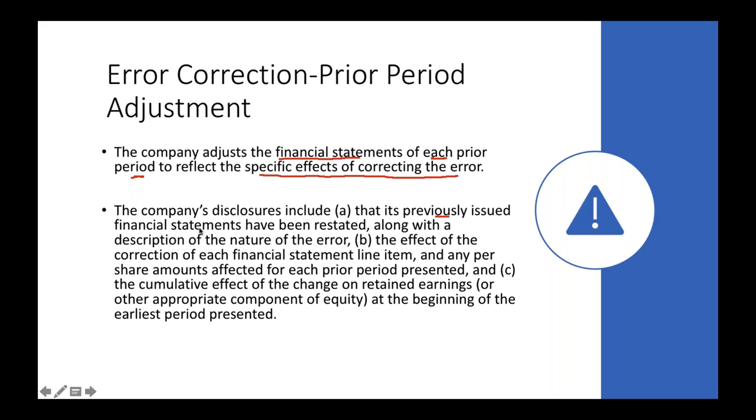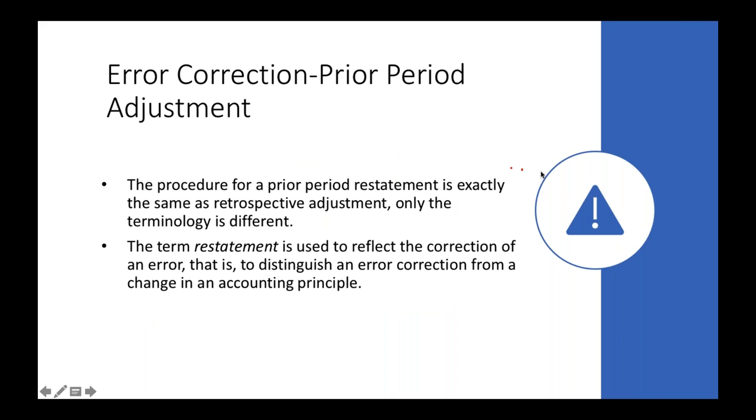In this case, what you need to do is see the previously issued financial statements. They are to be restated, adjusted in the retained earnings statement. The correction should be done in a retained earnings statement. The very important point is that you begin with the current year retained earnings statement. The beginning amount in the retained earnings statement should be adjusted with a net of tax, after tax adjustment. We'll see some important examples on error correction. The procedure here for the prior period restatement is exactly the retrospective adjustment, only the term we use is restatement. So it is going to be adjusted in your retained earnings.